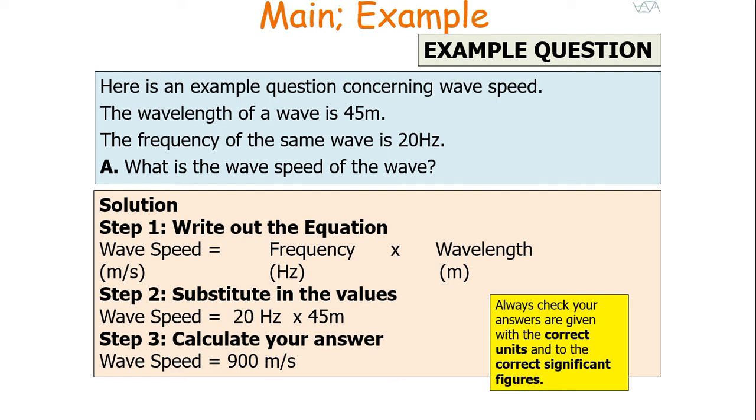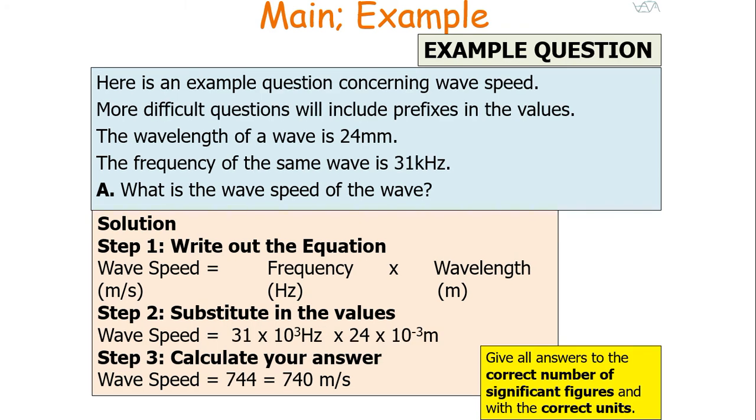Step 2, substitute in the values. This shows the examiner you can recognize the frequency and you can recognize the wavelength. So you do 20 times by 45. You then do step 3, you calculate your answer, and then the answer is 900 meters per second. And always check you give a unit with your answer, meters per second, that's the correct unit, and we've got the correct number of significant figures, so we'll give it to 2 significant figures because that's what's been given in the question.